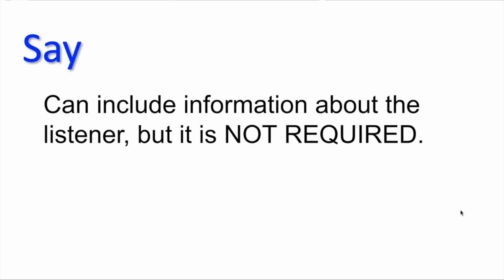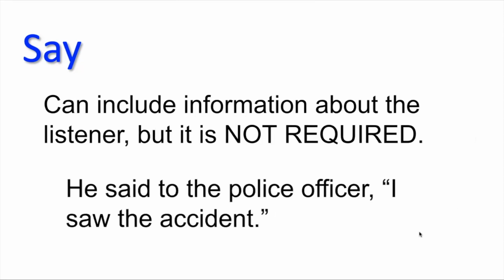Say can include information about the listener, the person that is being spoken to, but it is not required. He said to the police officer, I saw the accident. In this example, he is telling information to the police officer. And notice when you use say and a listener, you have to include to. You can't say, he said the police officer. He said to the police officer.